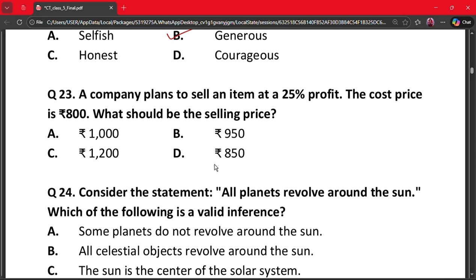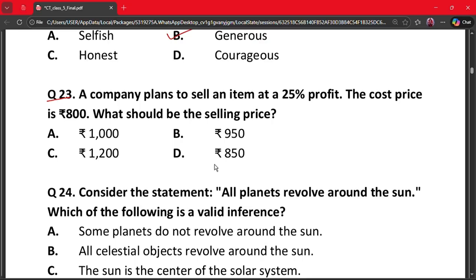The next question is question number 23. A company plans to sell an item at a 25% profit. The cost price is rupees 800. What should be the selling price? A. Rupees 1000, B. Rupees 950, C. Rupees 1200, and D. Rupees 850.